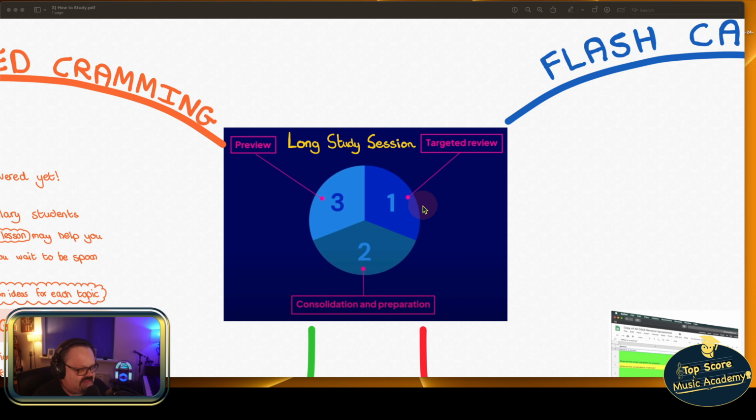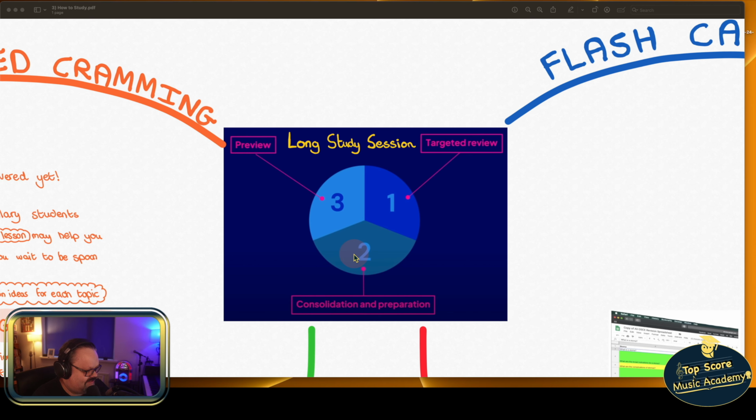As I said before, this is kind of like thinking about the past, the present, and the future. So the past is targeted review, looking over stuff that you've already done, testing yourself, testing your recall, using things like flashcards or doing maybe past paper questions. And number two is the present, so going over stuff you've just learnt or come across for the first time. And then preview is the future, looking over stuff that's coming down the line.